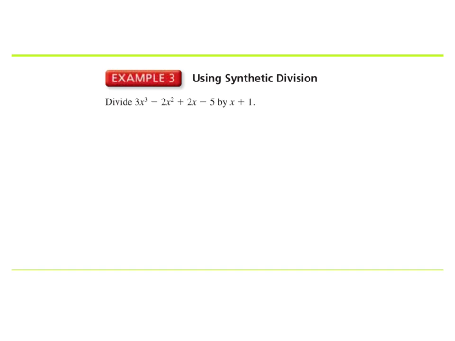Alright, so what goes inside of our box here? The coefficient. So what numbers would go inside? 3, -2, 2, and -5. We got to make sure we're not missing anything. We're good. So we don't need to put a 0 in anywhere. What goes outside? -1. Remember, you have to change this sign. So it becomes -1 on the outside. What do we do first? Bring down the first coefficient. So we have a 3.